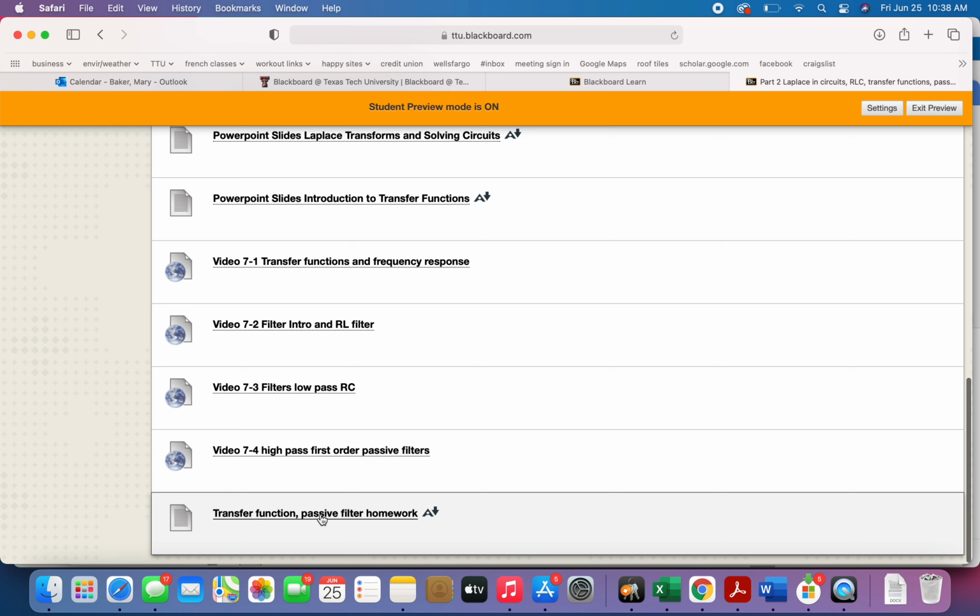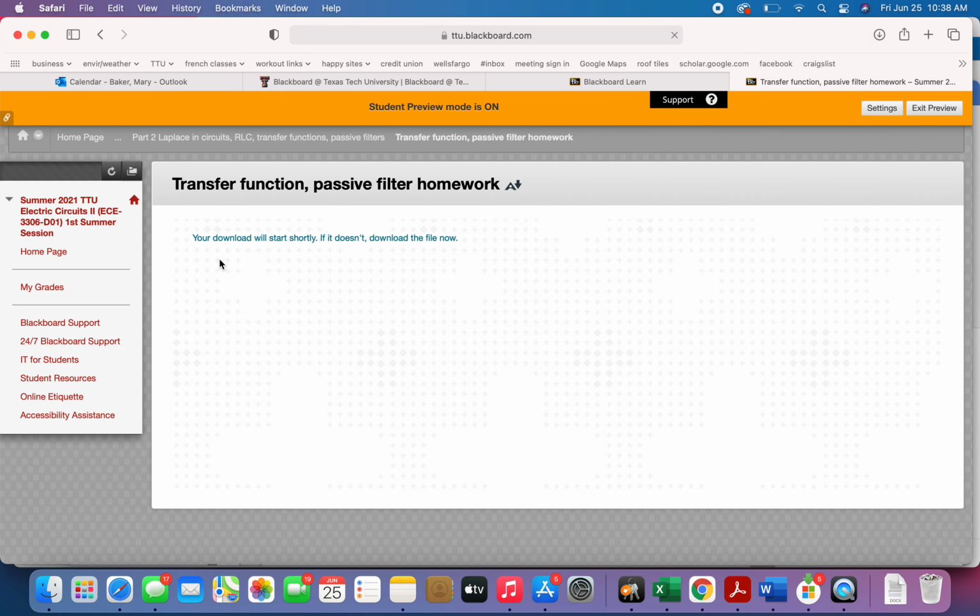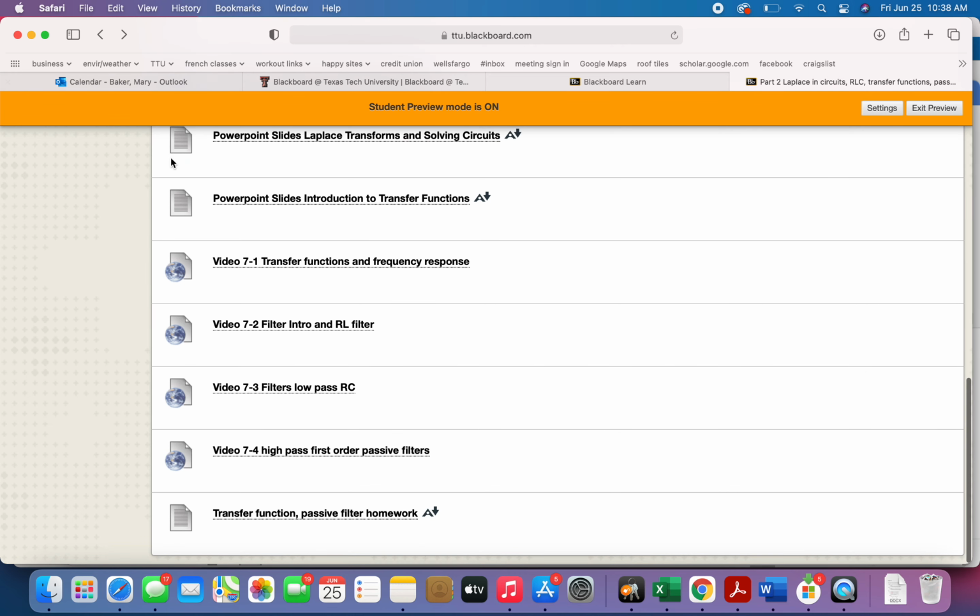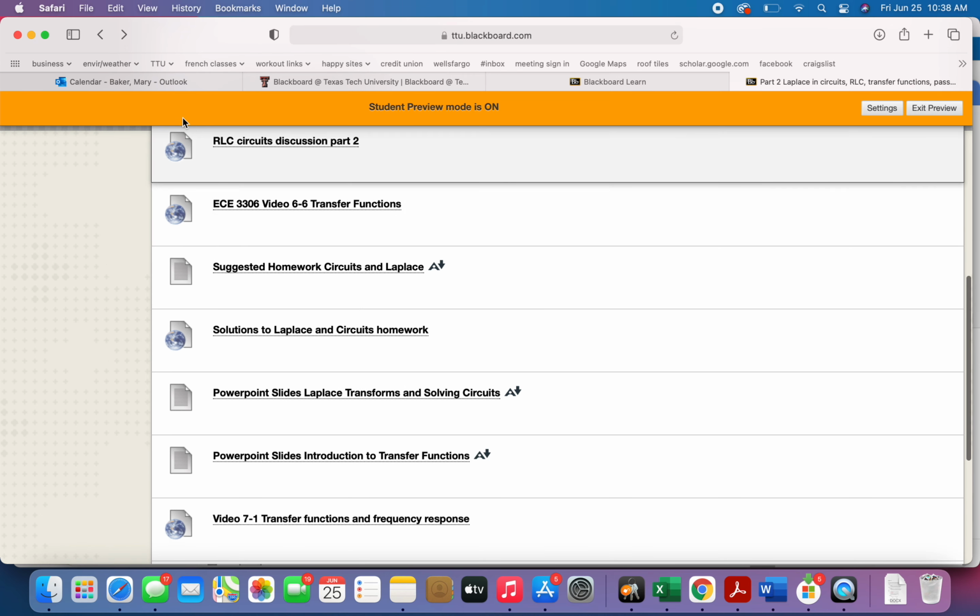There is an additional homework assignment, some practice homework on transfer functions and passive filters. Sorry about that, didn't mean to do that. That should be relatively straightforward homework. If you have any questions, feel free to ask. It's the only homework assignment that I don't have a solution set posted for, and I don't intend to, because it is kind of a fill-in-the-blank kind of homework assignment. But if you have questions on any of that, please feel free to send me an email and ask.